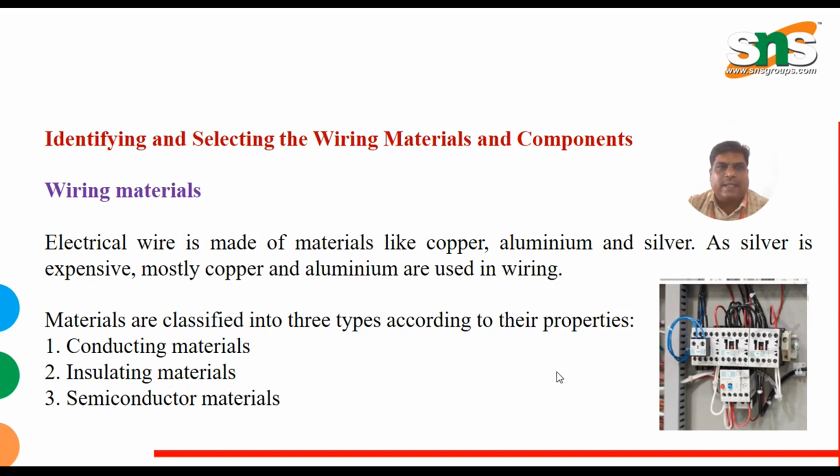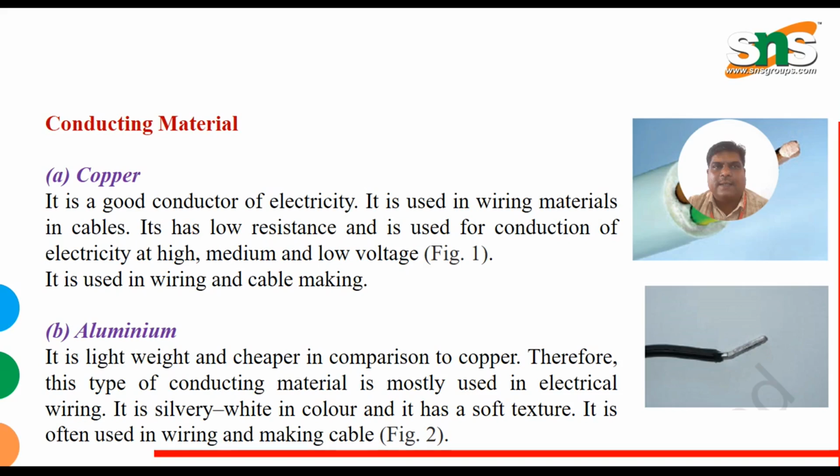Wiring materials. Electrical wire is made up of materials like copper, aluminum and silver. As silver is expensive, mostly copper and aluminum are used in wiring. Materials are classified into three types according to their properties: one is the conducting material, second is the insulating material, third is the semiconductor material.